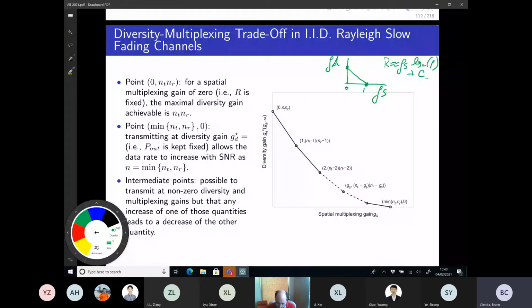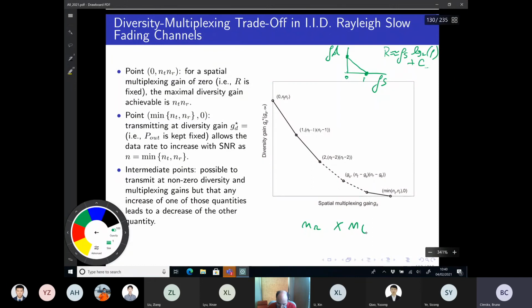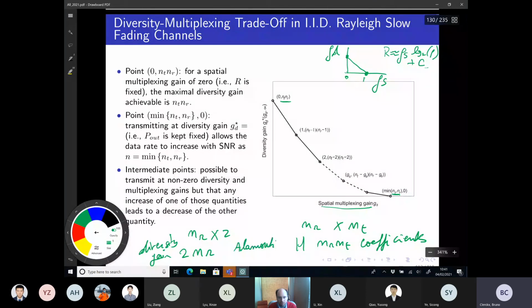In the MIMO case, we have NR receive antennas, NT transmit antennas. What is the maximum multiplexing gain I can achieve? It's given by the minimum between NT and NR. This is the number of non-zero eigenvalues I have. What is the maximum diversity gain I can have? It is NT multiplied by NR, because in my channel matrix H, I have NR by NT coefficients, right? If you remember Alamouti schemes, for instance, with NR antennas and 2 transmit antennas, you get 2 NR diversity gain. In general, if you have NT transmit antennas, you can get at most NT times NR diversity gain, right?